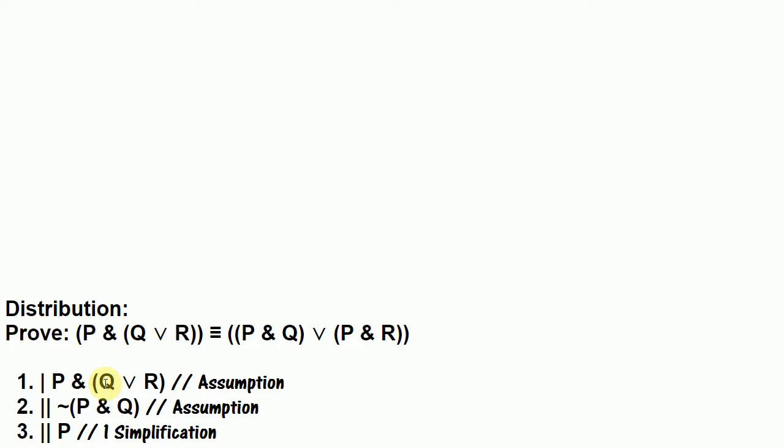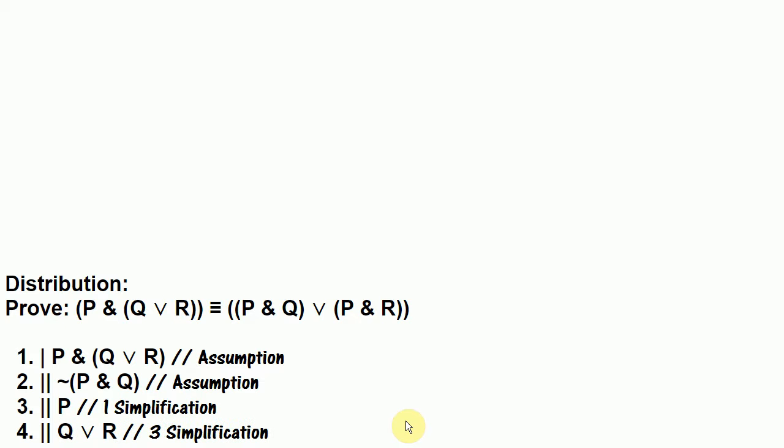Well, R is contained in the second conjunct of the first premise. So let's simplify it again to get that. And we get Q or R. Now R is a disjunct here in line 4. And we can get a disjunct from a disjunction using disjunctive syllogism. And to do that, we're going to need not Q. So how can we get not Q?